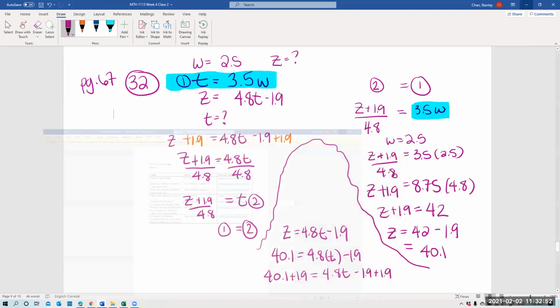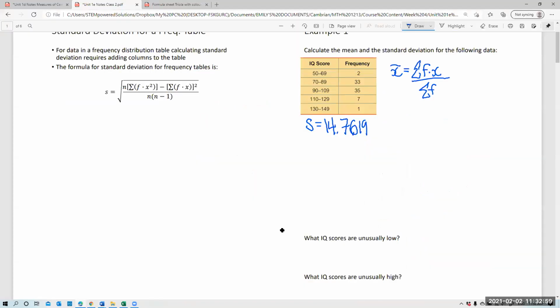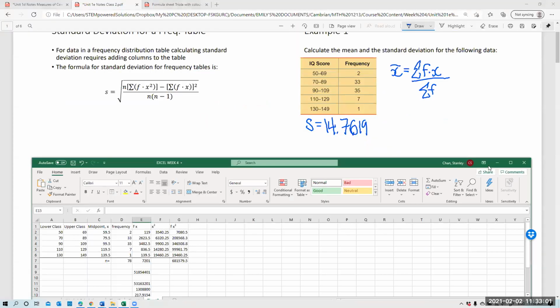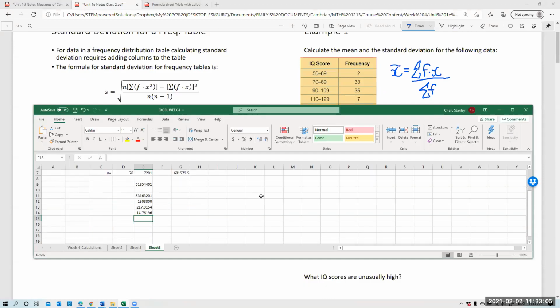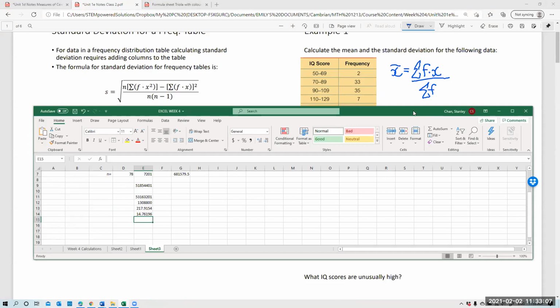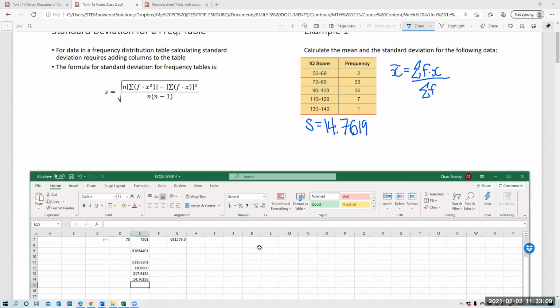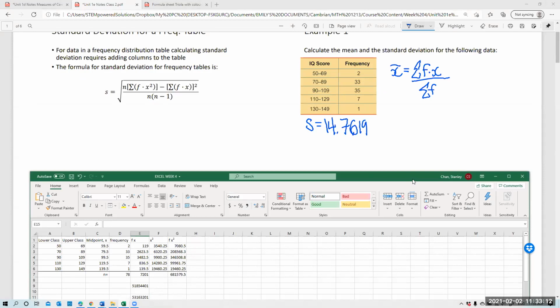Okay, so back to where we were. Are there any questions on how I calculated the standard deviation? It's 14.76196.